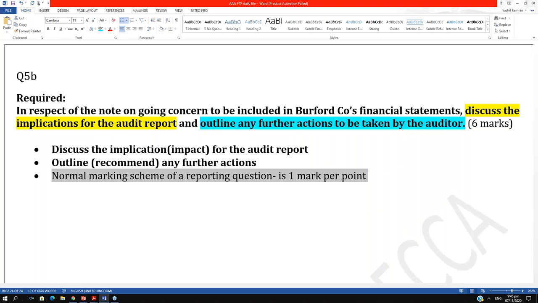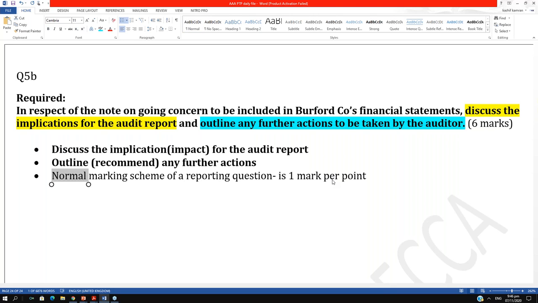Is that clear to everyone? So anything you do in a reporting question is worth 1 mark, except for a going concern matter, which is worth 2 marks. Clear? Okay, that's great. Are the other students clear as well? Are you clear on the marking scheme? Okay, so do we need to discuss two things here: the impact on the report and outline any actions? So we need to consider the impact for the audit report of what? In respect of the note on the going concern to be included in the Burford Company's financial statement.